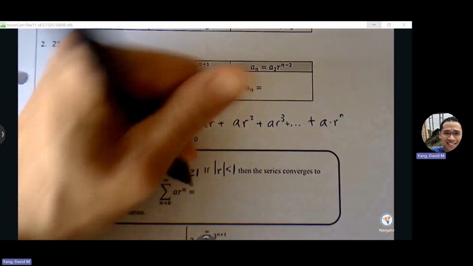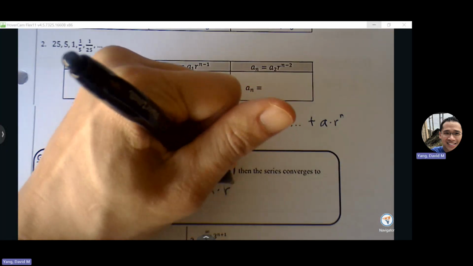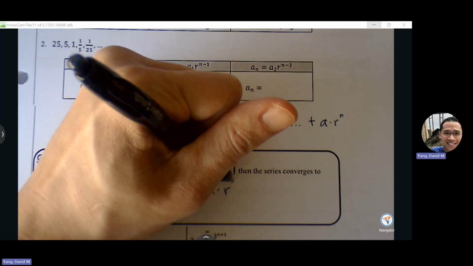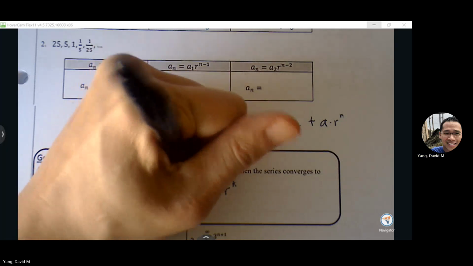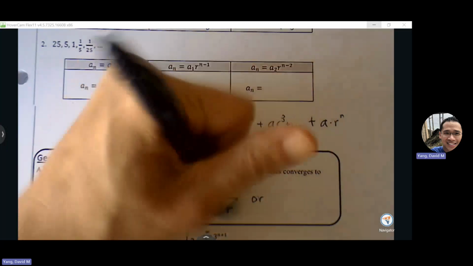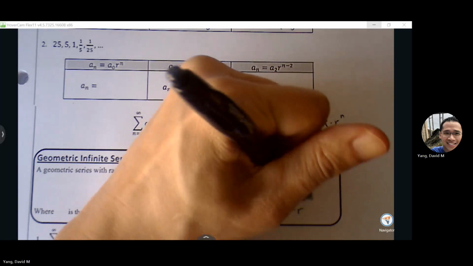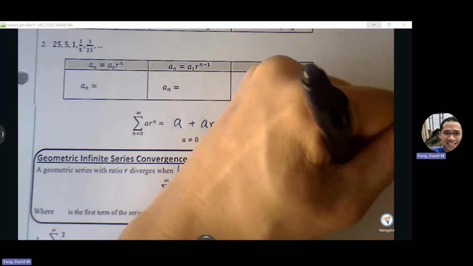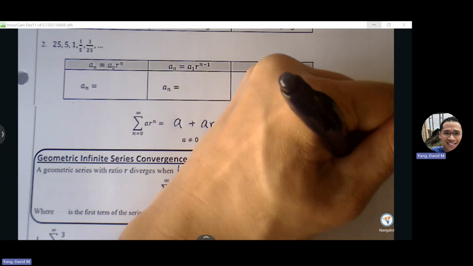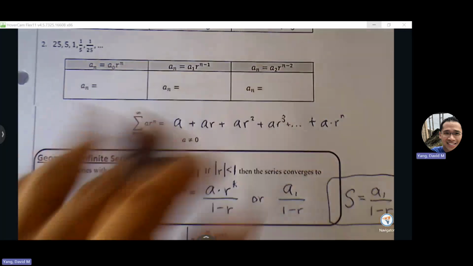So the sum of the series is going to be a times r to the k over 1 minus r. So in other words, the easier version of this is just going to be a sub 1 over 1 minus r. So the sum of a geometric series is a sub 1 over 1 minus r. This is what we're going to be using here.